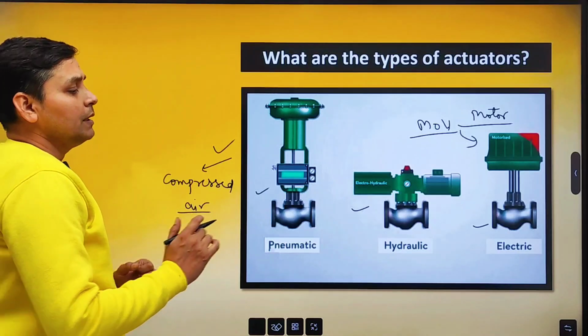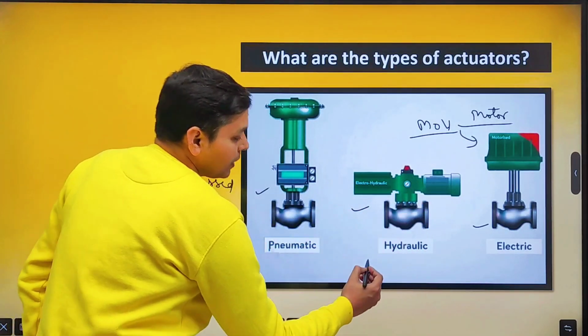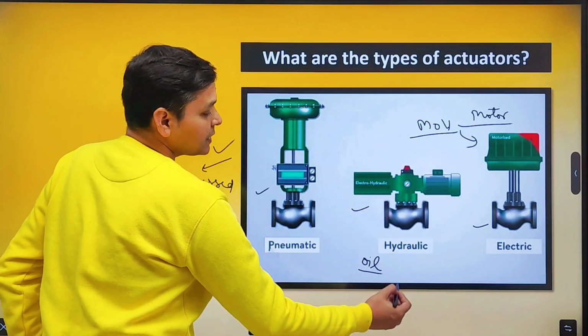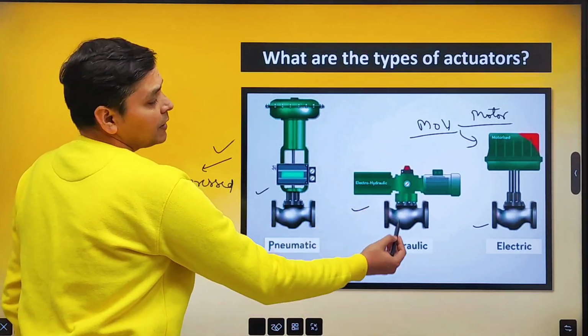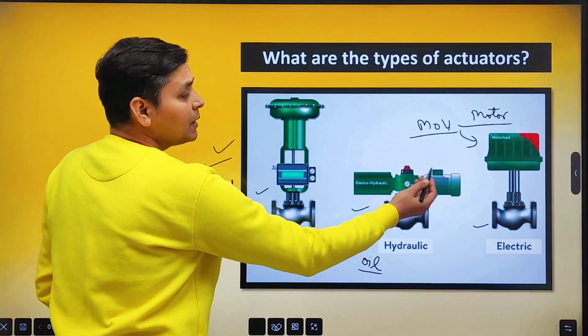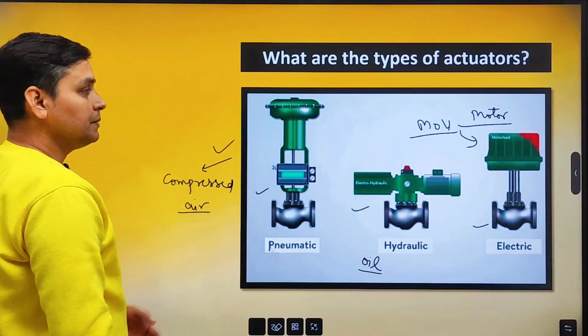If we talk about hydraulic actuator, hydraulic means oil. An actuator that is operated by the pressure of oil is known as hydraulic actuator. Hydraulic actuators are used for heavy duty valves where high torque is required.